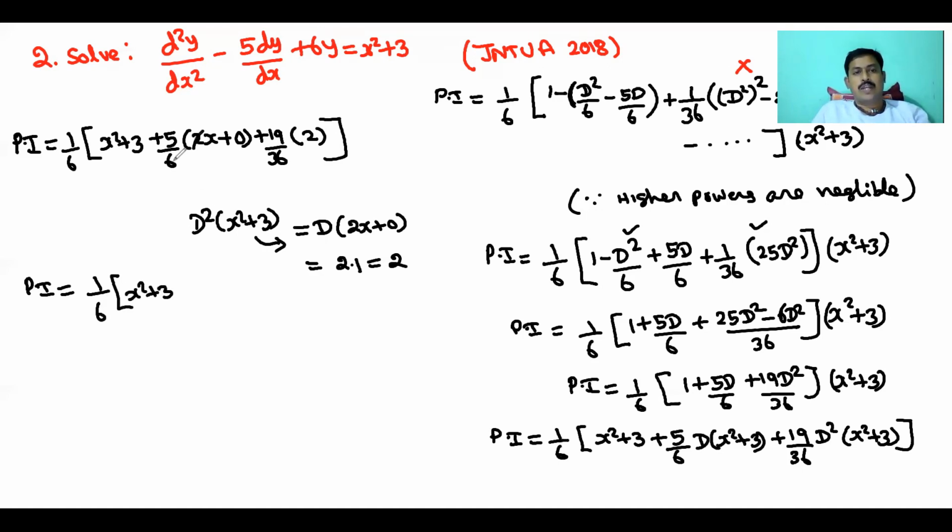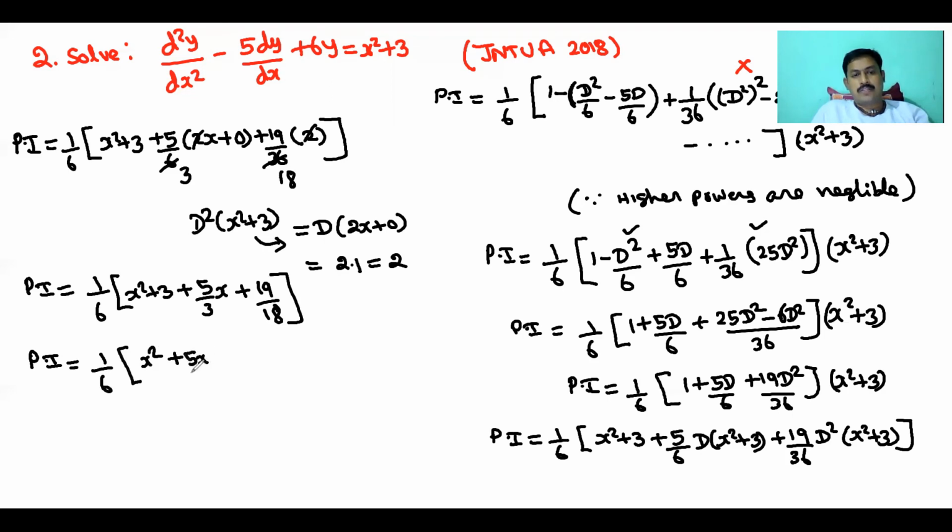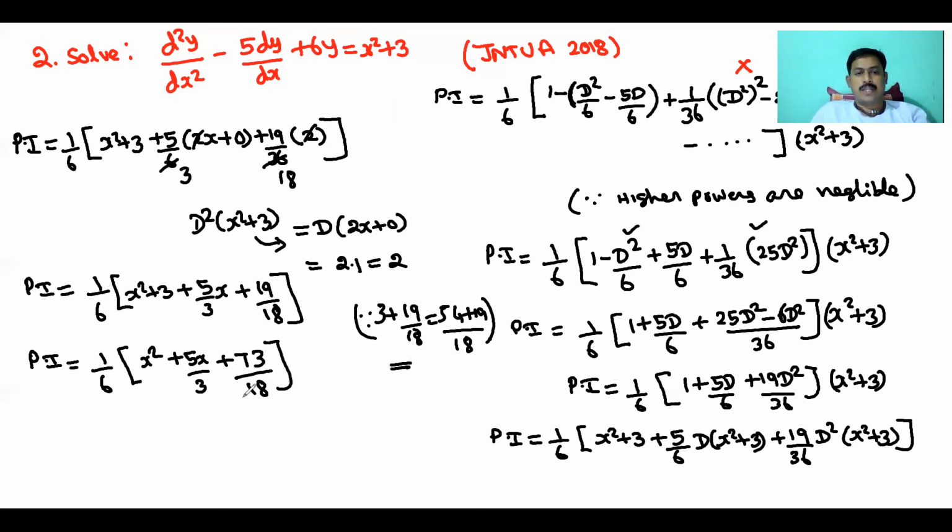Here 2 getting cancelled. We will get 5 by 3. 5 by 3x plus here it will become 18. So we will get 19 by 18. We can write first x square, then x term, that is 5x by 3. Then if you take LCM, you get 73 by 18, since the LCM of this term is 18.